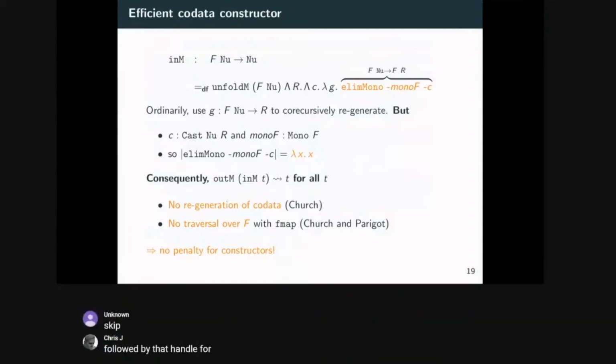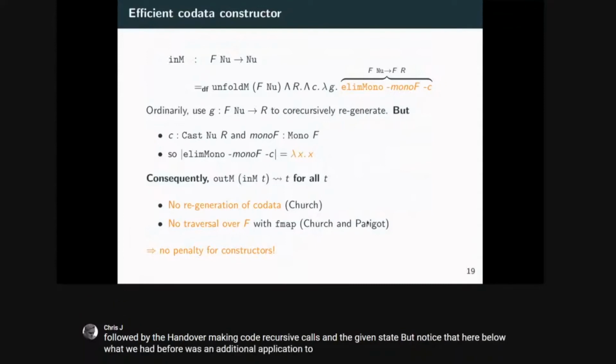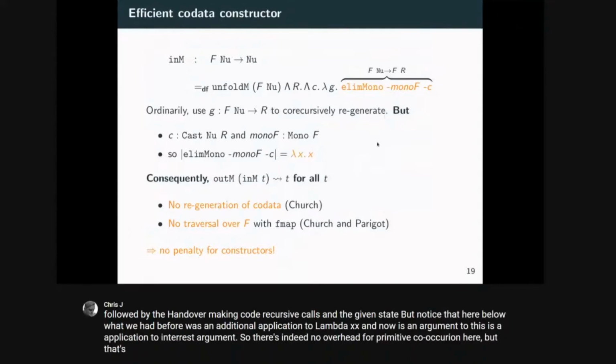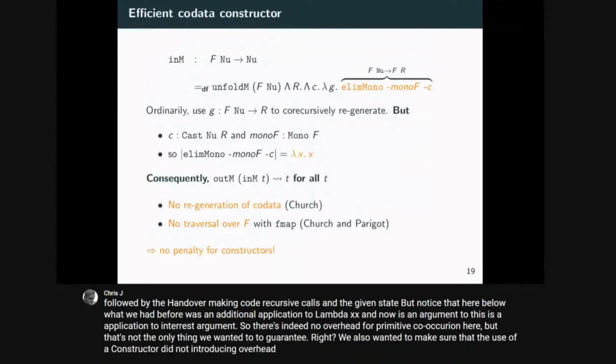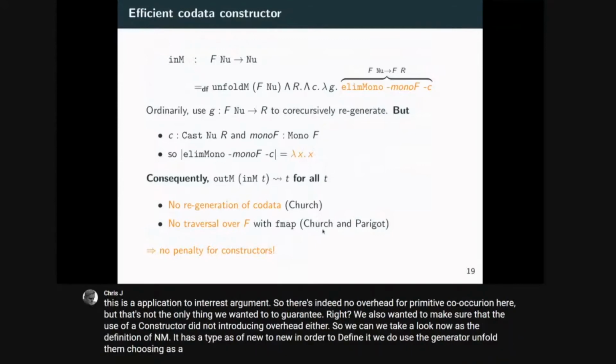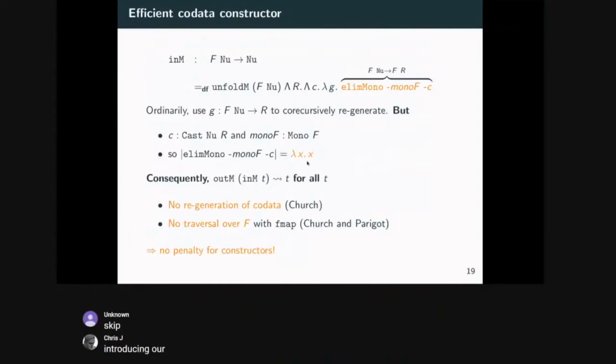There is no regeneration of codata, which is what you would see in the Church encoding, or if we were to use G here in this expression. And indeed, there's no traversal over the type scheme F with fmap, which is what you would see in most encodings and pretty much any other type theory that does not have equivalent notions. And again, I mentioned at the outset that if your signature for your codata type was a list, then fmap would be a list traversal, and then every observation could be quite expensive potentially. But here, none of that happens. It's just an identity function, a type coercion function. So there is no penalty for the use of constructors at all.